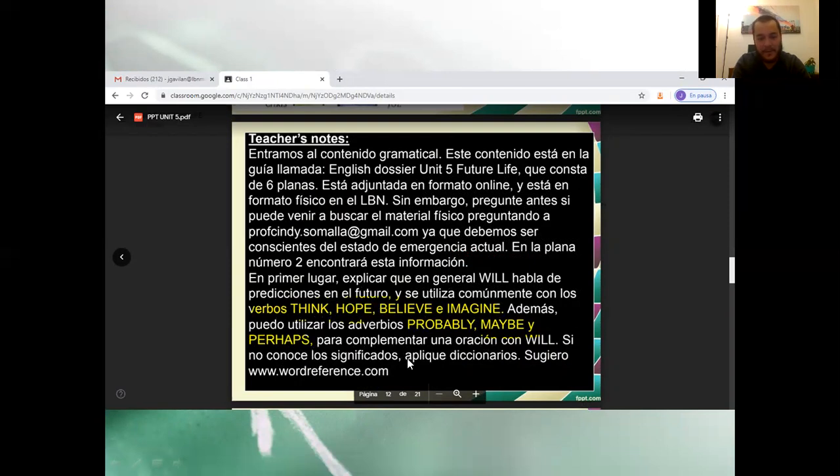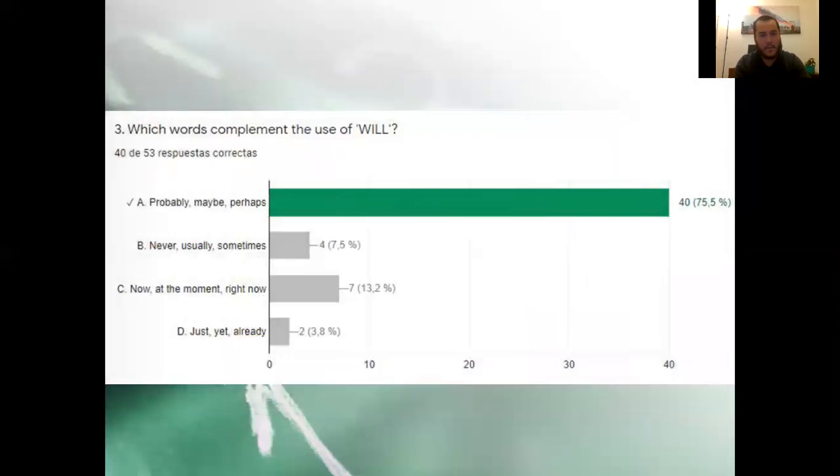And if you don't remember the meanings, go to wordreference.com. Why do I give this information? Because question number 3 says which words complement the use of will. And if you look at the graphics, it says 40 out of 53 correct answers. That means that some people do not read this information, and actually it is very literal. A says probably, maybe, and perhaps, and that is the correct answer, okay?